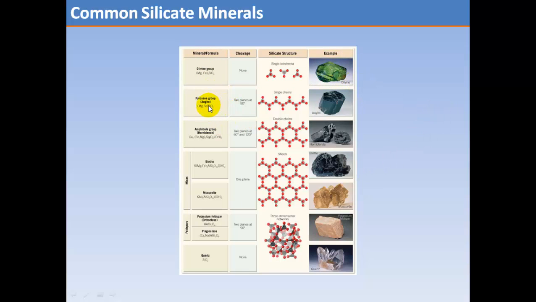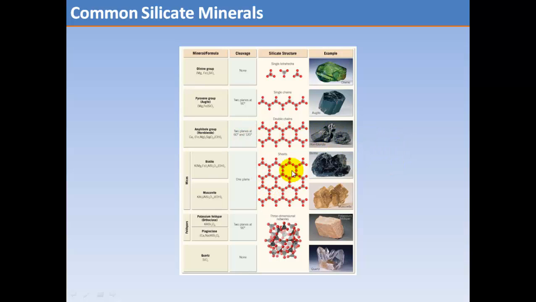Our pyroxene group includes augite, which is a single chain. The single chains are kind of narrow, so they're able to have two planes of cleavage at 90 degrees. Now our double chain ones are the amphibole group, or hornblende. Because this chain is wider, they tend to form cleavage planes at 60 and 120 degrees.